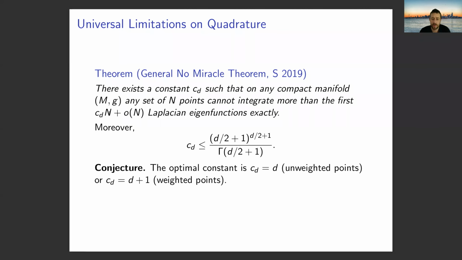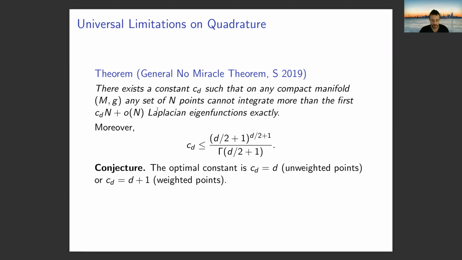I think the optimal constant has to be d if you do unweighted points, and it's going to be d plus 1 if you do weighted points. This result actually covers weighted points as well. So even if you put little weights, you still cannot hope to do more than a linear number. Cool. Any questions so far?